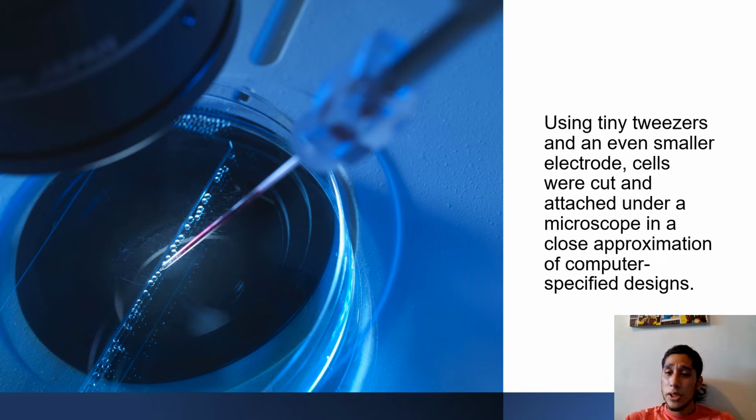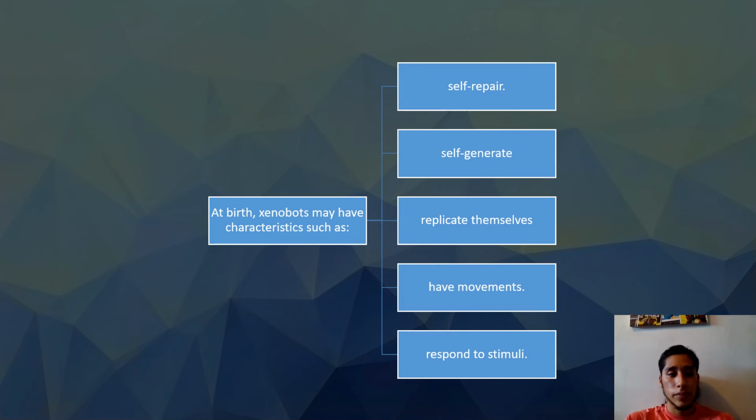Using tiny Twizzlers and even a smaller electrode, cells were cut and attached under a microscope in a close approximation of computer-specified designs. At birth, Xenobots may have characteristics such as self-repair, self-generate, replicate themselves, have movements, respond to stimuli, among others.